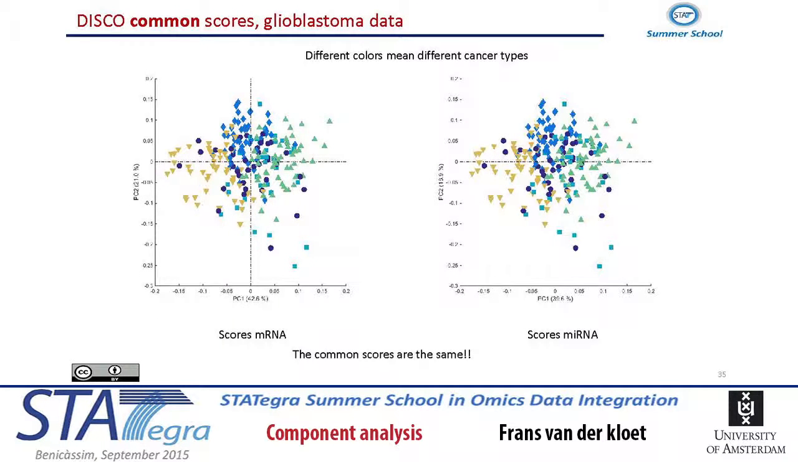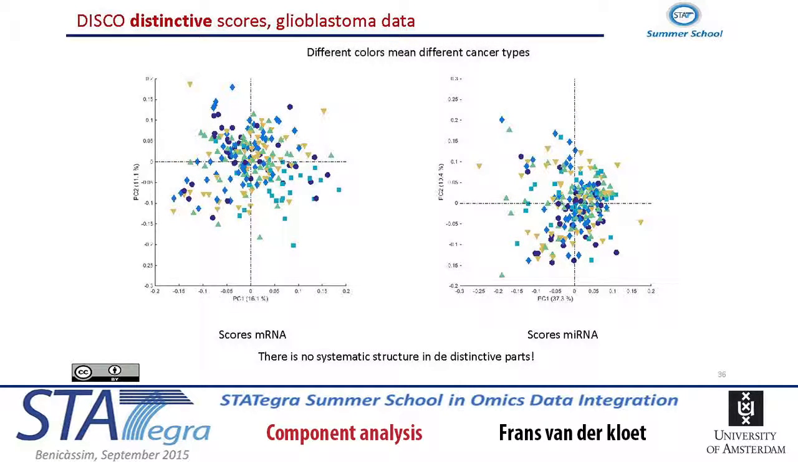And if, for example, I now look at the common scores of the data set that I used earlier, in this case the glioblastoma data, I made the two plots, the common score plots of both data sets, and like I said, they are the same. But that's what I forced it to. And luckily they are the same. You can see that the explained variance is different, but that of course is logical because we're talking about the same scores but different loadings, so they can have a slightly different meaning.